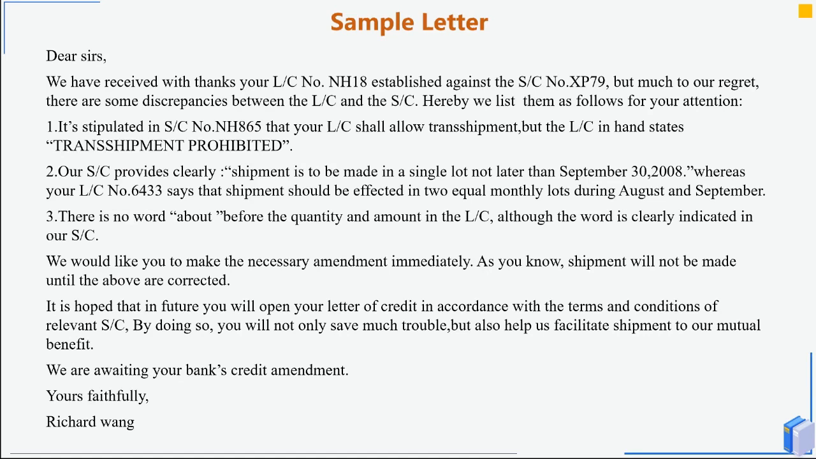Shipment is to be made in a single lot not later than September 30, 2008. Whereas your LC number 6433 says that shipment should be effected in 2 equal monthly lots during August and September. 3. There is no word about before the quantity and amount in the LC, although the word is clearly indicated in our SC. We would like you to make the necessary amendment immediately. As you know, shipment will not be made until the above are corrected.